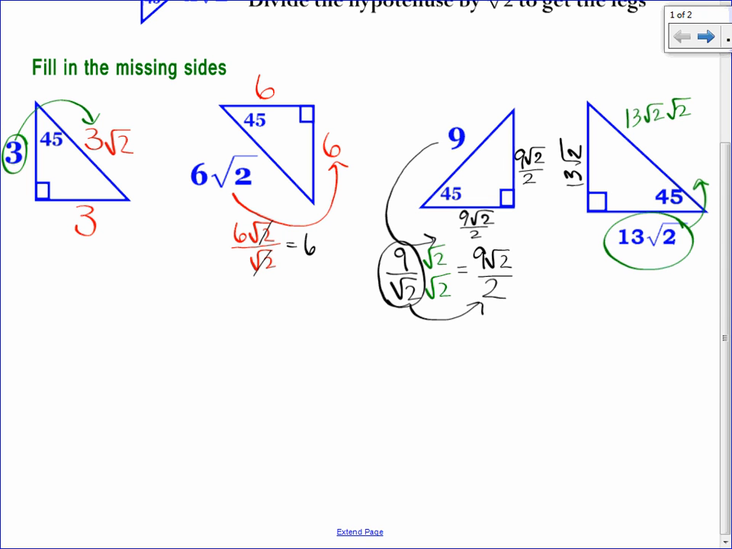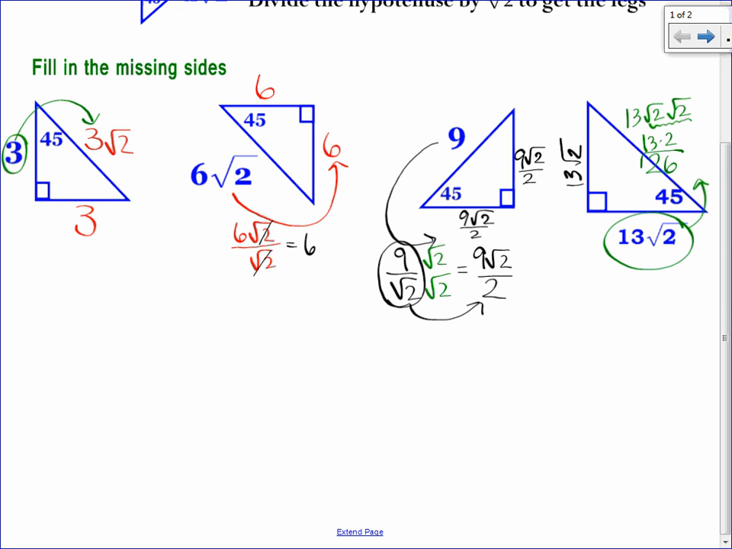So let's think about this. If we simplified this, what is that right there? Square root of 2 times square root of 2, square root of 4, which is 2. So this is really 13 times 2. Well, we could make that even better. What would that be? 26.